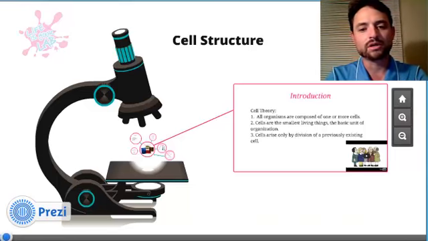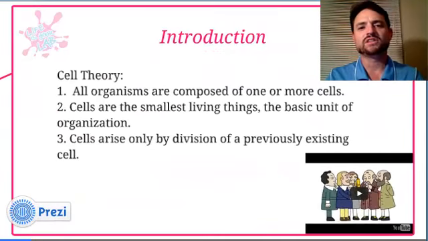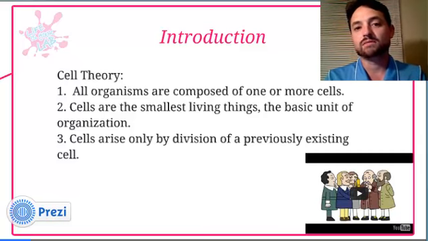So when you look up here, a lot of times we think of cells, we think of microscopes, stuff like that. That's why we chose this kind of background. So the first thing when we look at an introduction of cell structure is cell theory. Now cell theory has three main points.